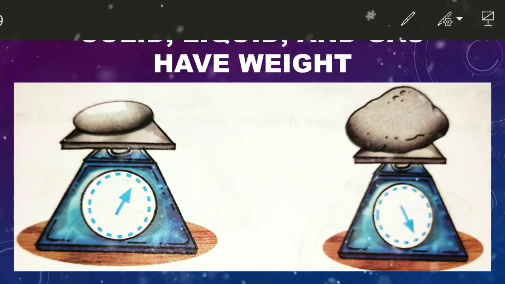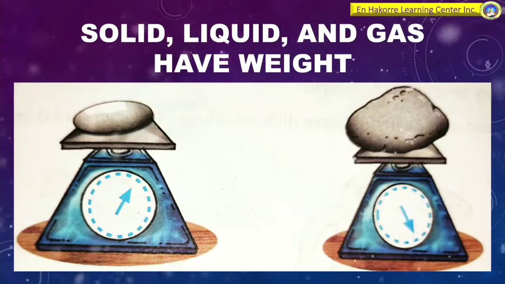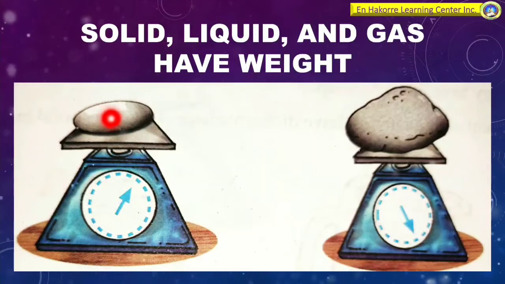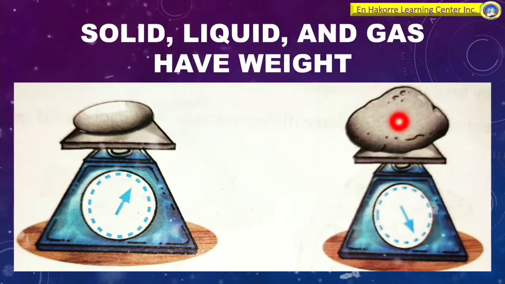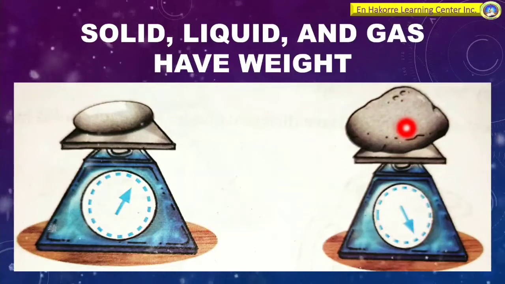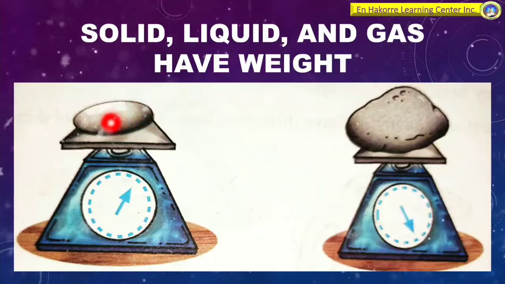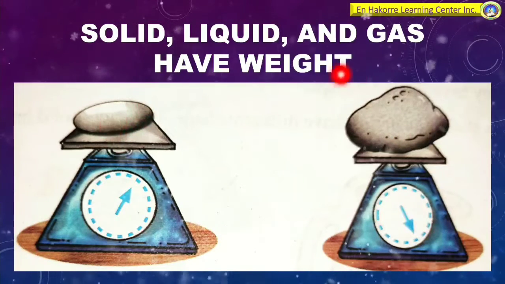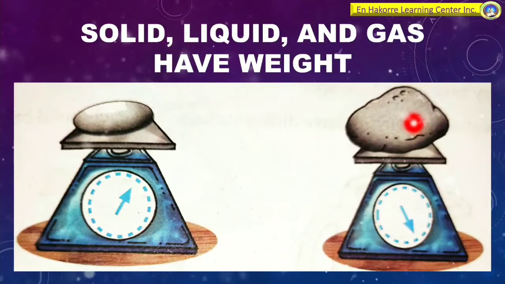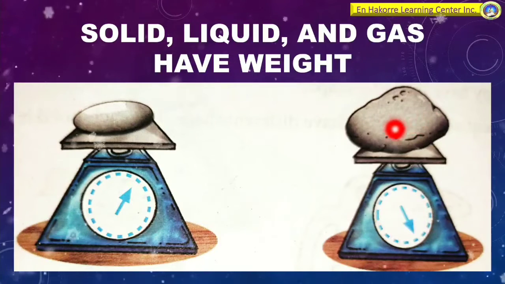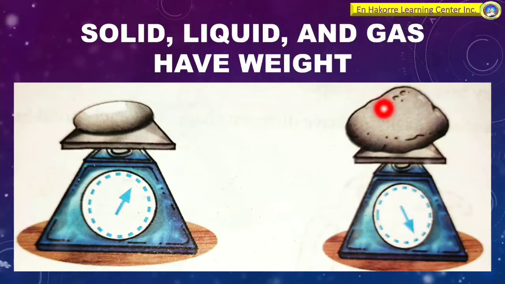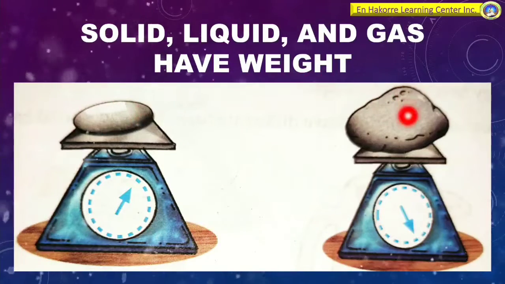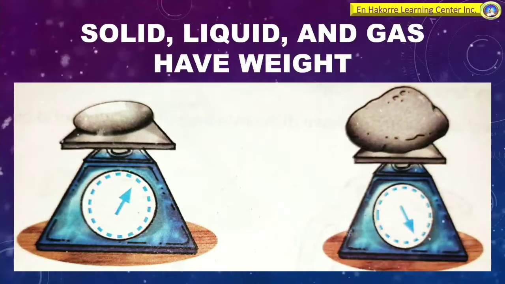Solid, liquid, and gas have weight. As you can see here, in the first picture you have the small stone, and the other one has a big stone. Which object do you think weighs more? Is it the small stone, or the bigger stone? You are correct, it is the bigger stone. It has more weight compared to the small stone since it is the bigger one.